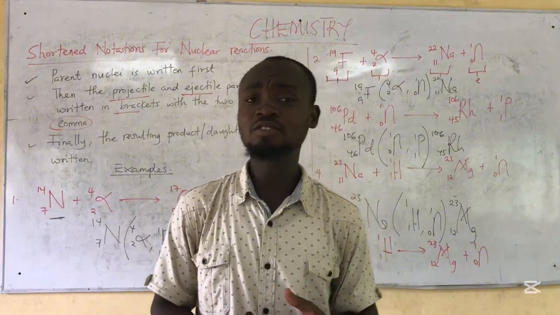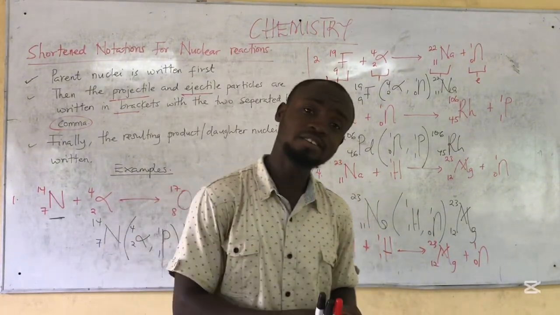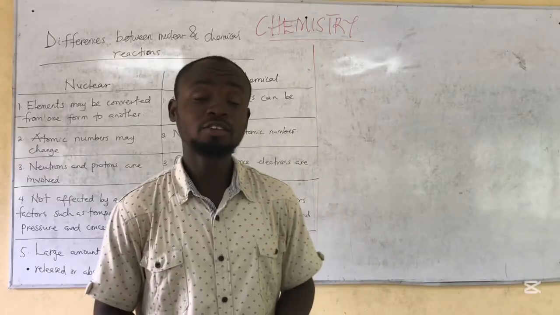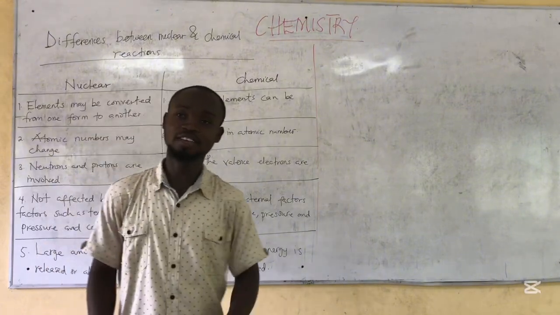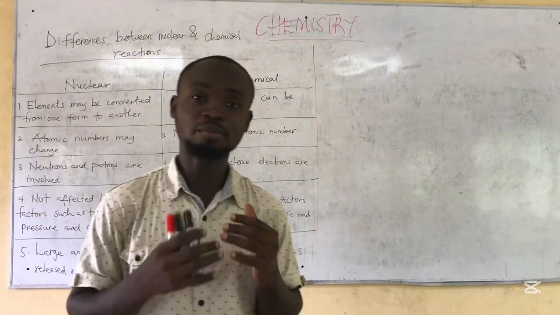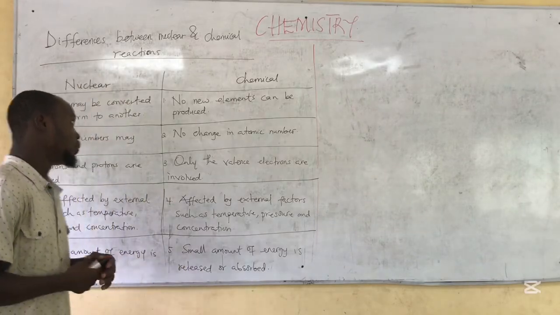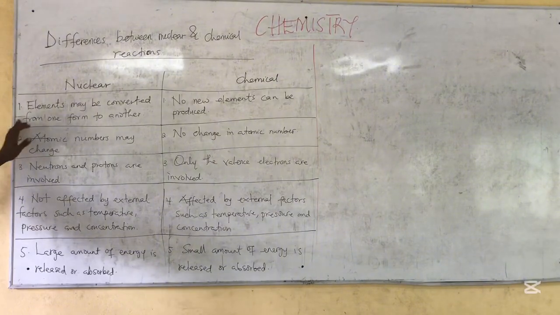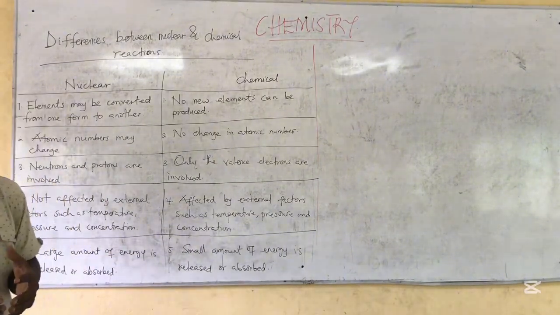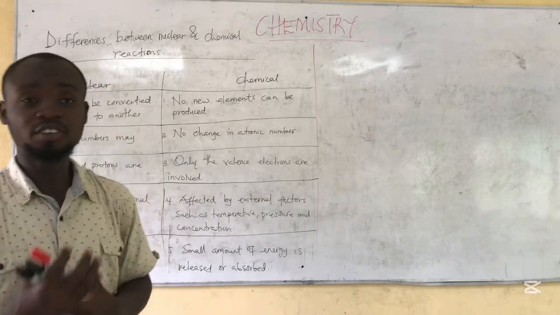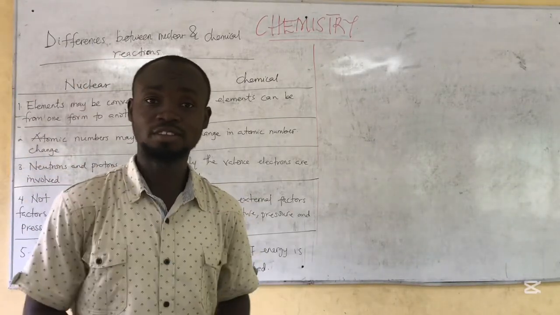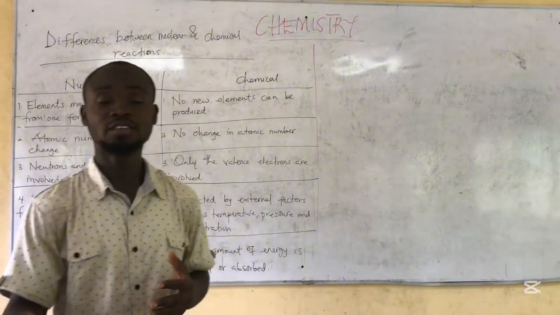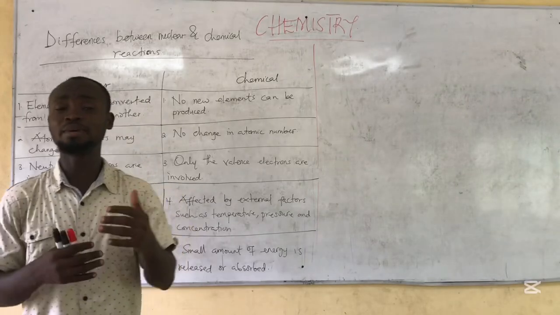Now let's look at some tabulated differences between nuclear reactions and chemical reactions. So for nuclear reactions, elements may be converted from one form to another. In a nuclear reaction, there is a decomposition or breakdown of an element to form another element, or one element can be bombarded with a particle to form another element. So it means that one element can be converted to another element in nuclear reaction.